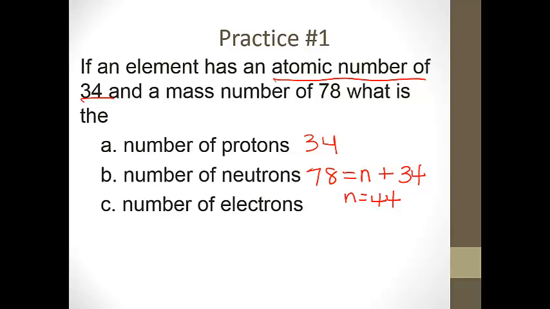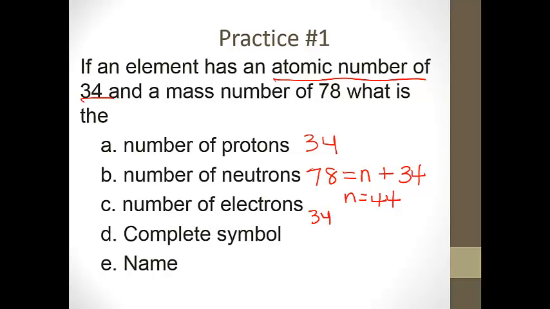Our number of electrons. Two slides ago we said that if the atom is neutral, your protons, which are positive, have to equal your electrons, which are negative. And this doesn't say that our element has a charge, so we're going to assume that it is neutral, and therefore we have 34 electrons. And now we need to know the symbol and the name.